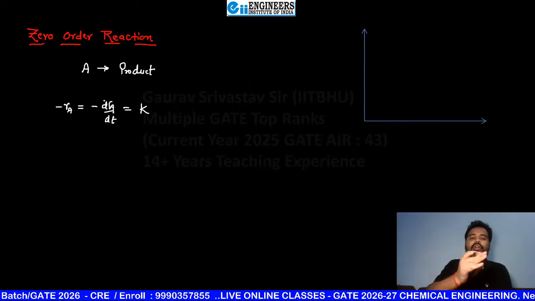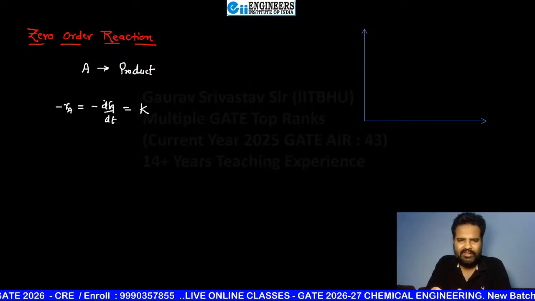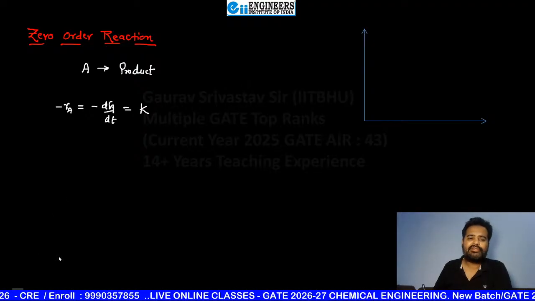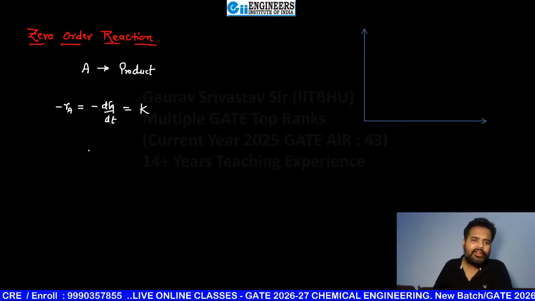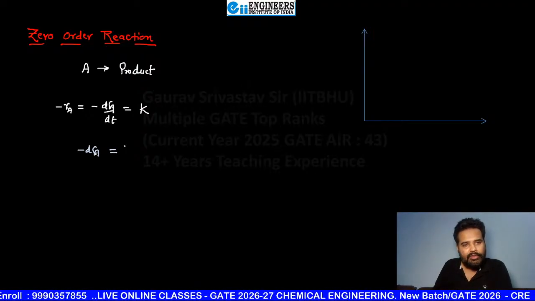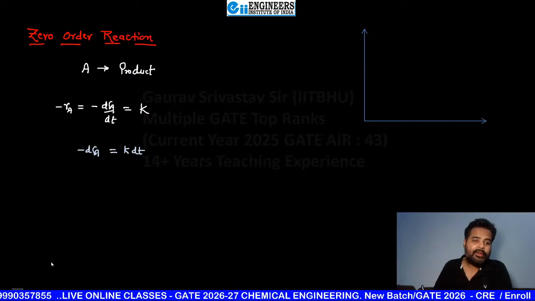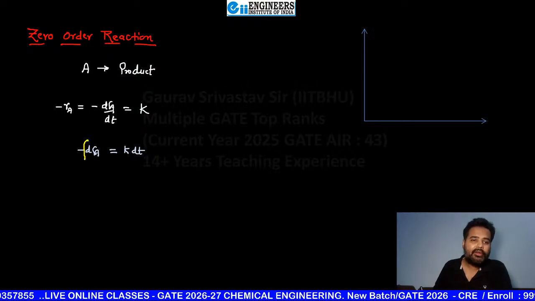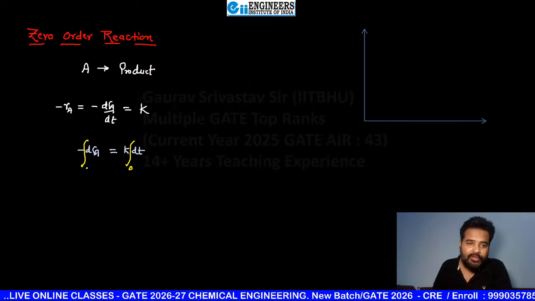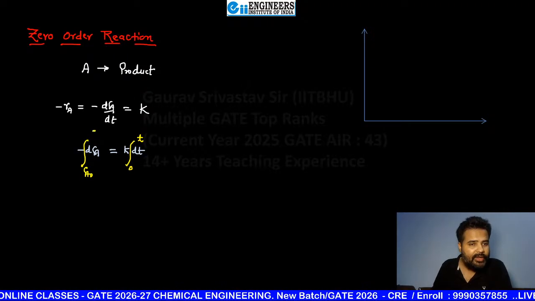Now you have to solve this differential equation, then you will get the concentration with respect to time. Very easy. It looks like a first order linear differential equation of variable separable type. Just separate the variables and integrate. It can be written as minus dCA equals k dt. Now you are going to take limits. When time is 0, the concentration of A was CA naught. After some time t, the concentration of A is CA.